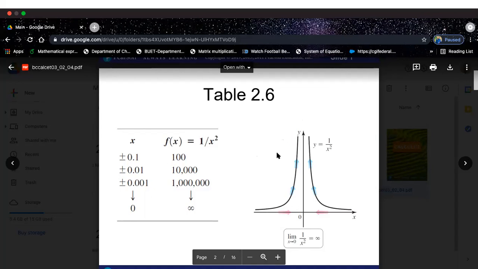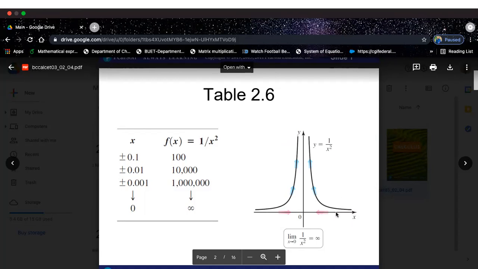So can I conclude the left-sided limit is infinity? Can I say that? Obviously, when x approaches 0. Yes. Let's try the right-sided limit now.